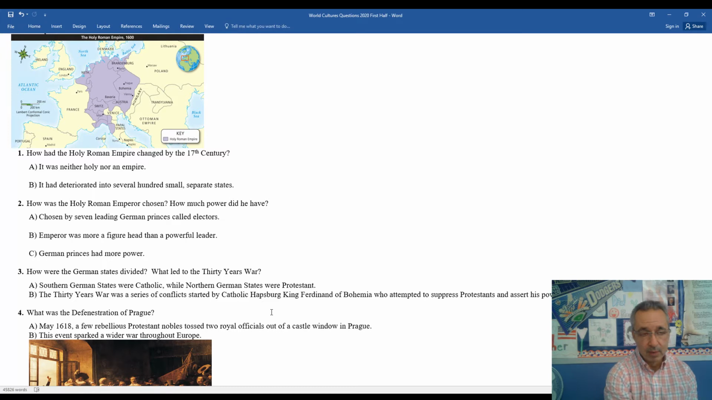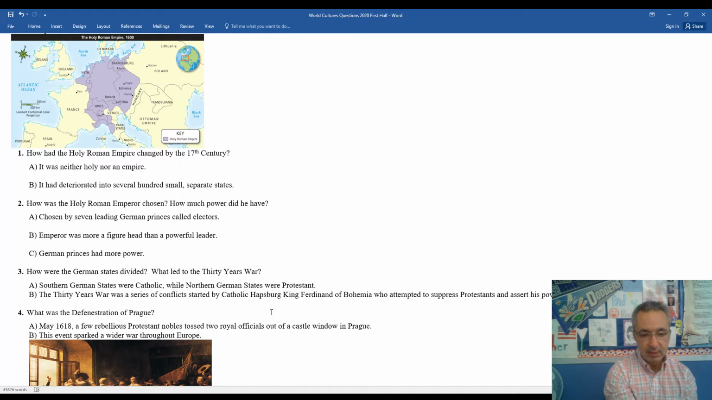For example, in the United States during a presidential election, you have the Electoral College. So each state gets what is called a slate of electors who go to the Electoral College 6 weeks after Election Day, and then they officially cast the state's electoral votes for a particular candidate. The emperor was more a figurehead at this point in time than a true powerful leader. In reality, the German princes during this period of time had more power.